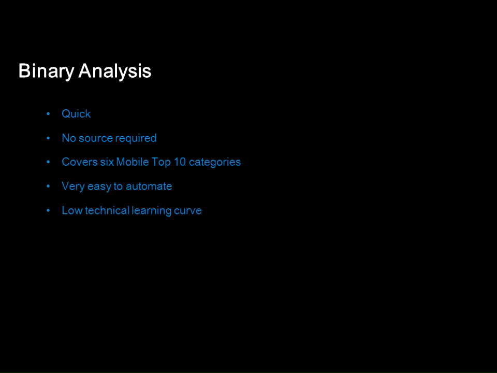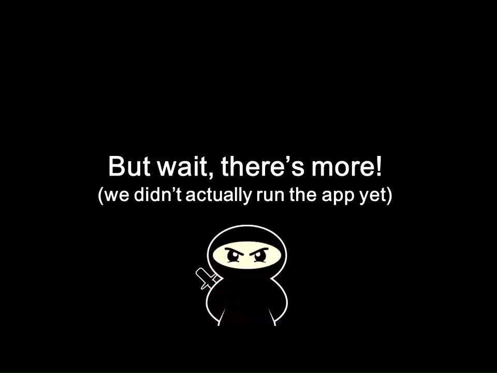Okay, so how does this look against our criteria for a really good application to actually do some automated analysis? It's quick, check. We don't need source, so that's awesome. We're covering 6 categories, really good. Very easy to automate, very low learning curve. This is starting to look pretty good. All right, there's more, but wait, don't leave yet.